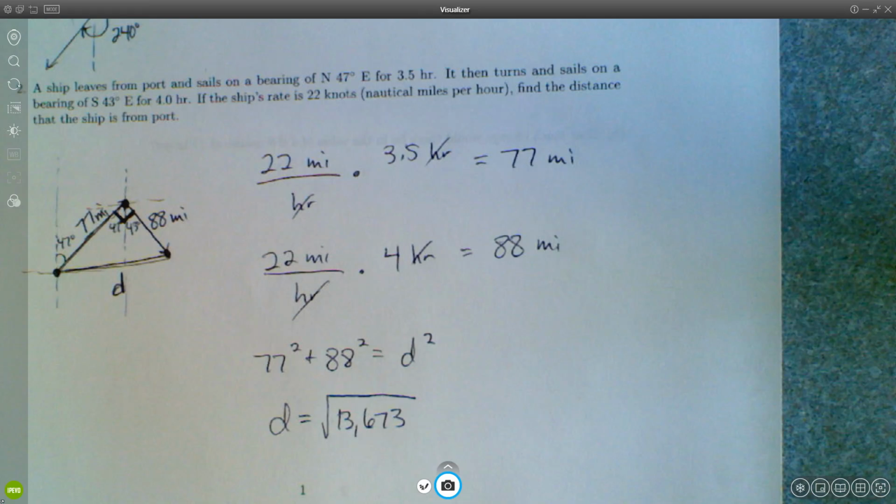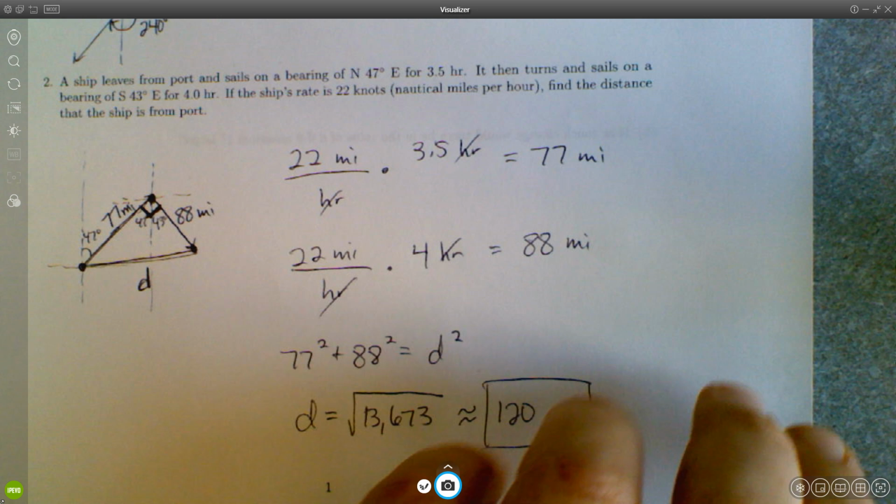Another interesting question that could be asked is, what is the ship's bearing? So we know this distance, but what's this angle? That would be an interesting one. But they didn't ask, so we won't try to figure it out. Let's move on.